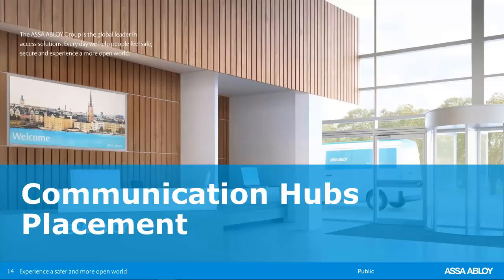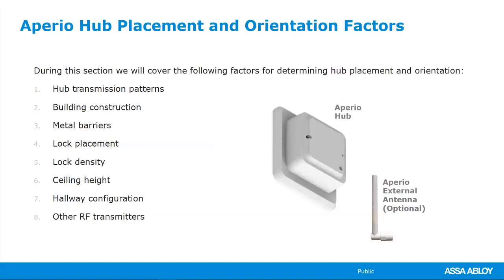So now we're going to dive into the communication hub placement. This is the most important thing when it comes to the Aperio technology. So first, we're going to look at the patterns, how the RF signal goes out from the hubs. Then we're going to look at building construction. We're going to look at metal barriers. And then we're going to look at lock placement in comparison to that hub.